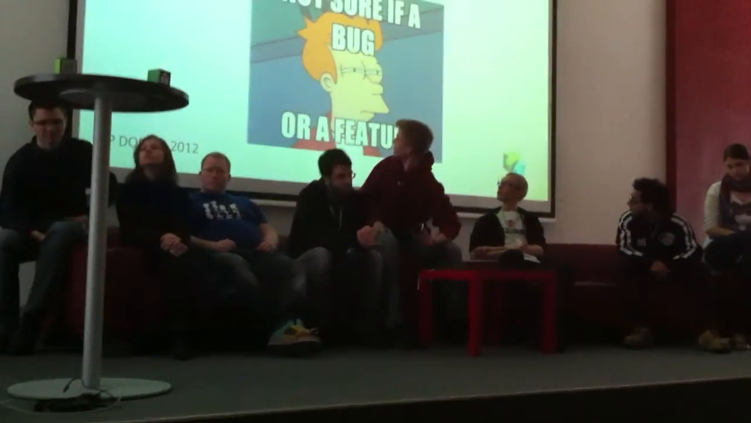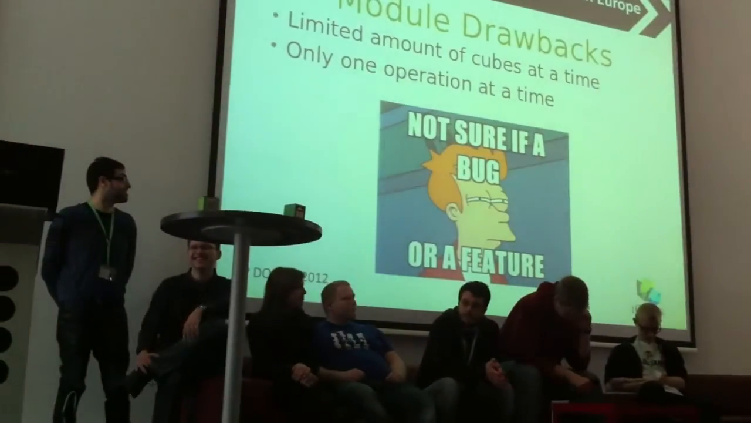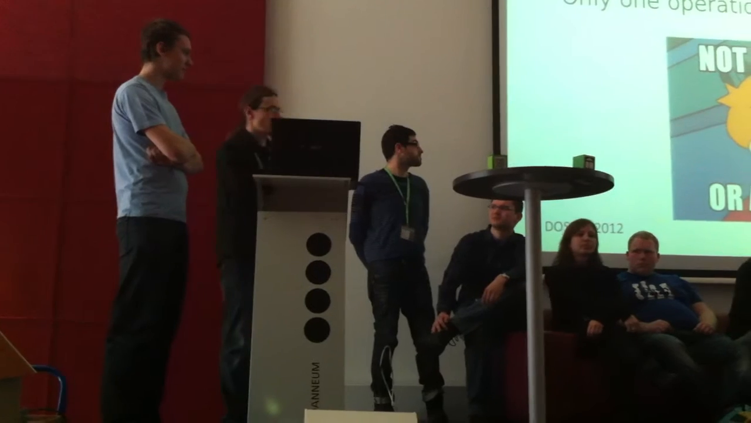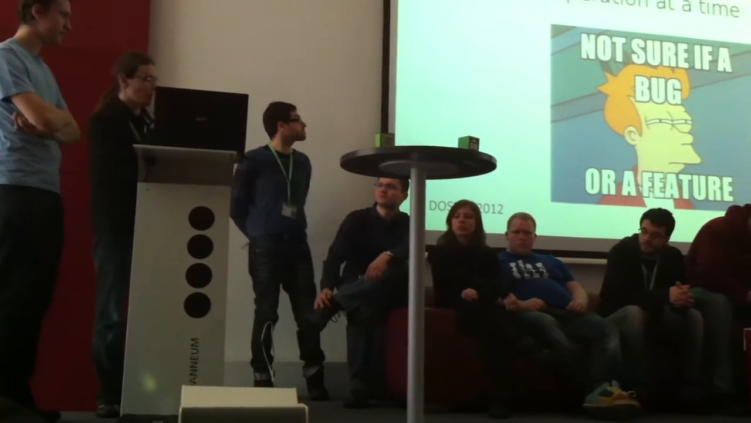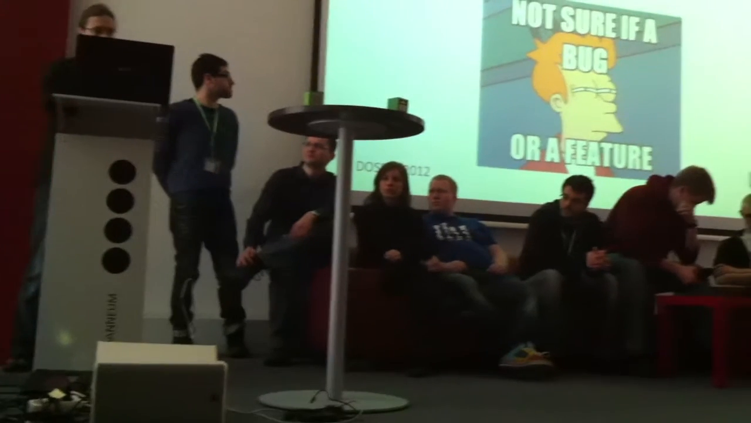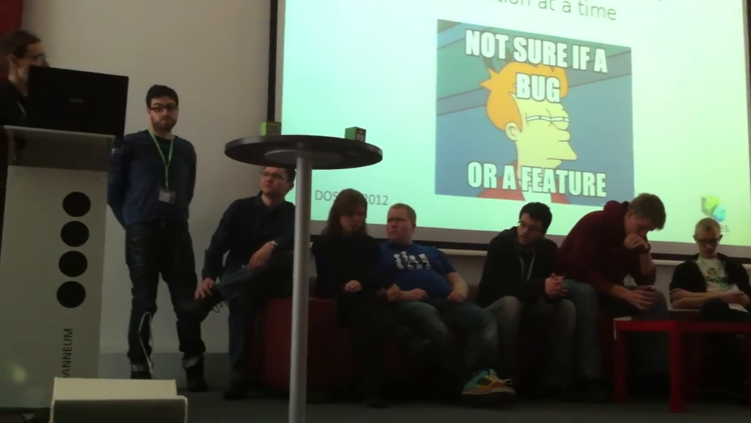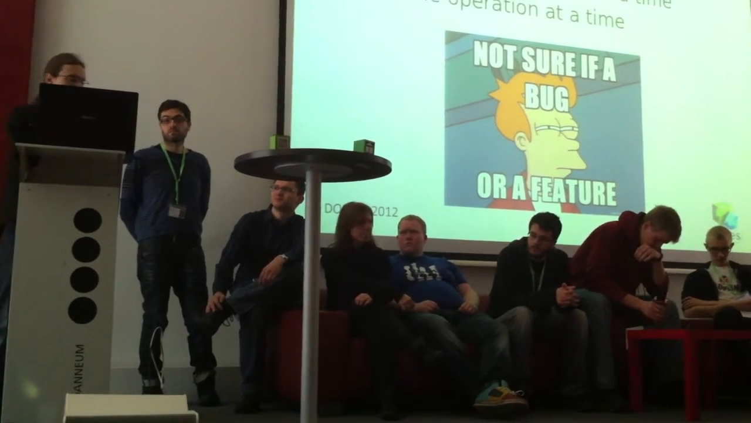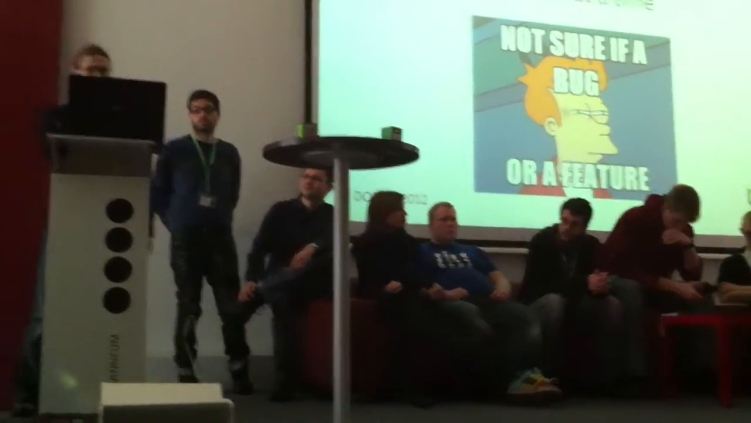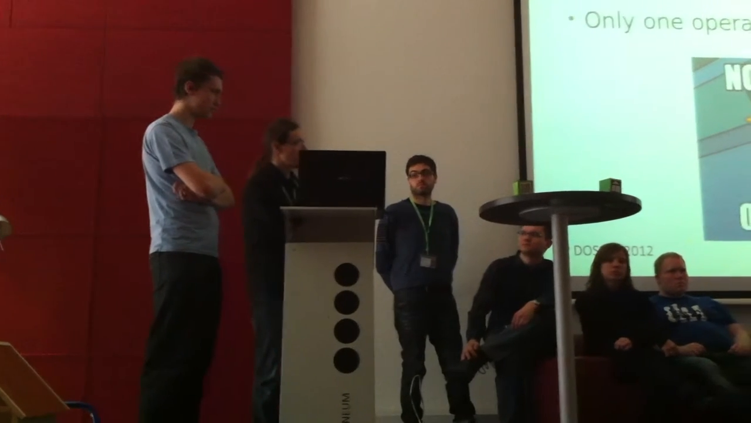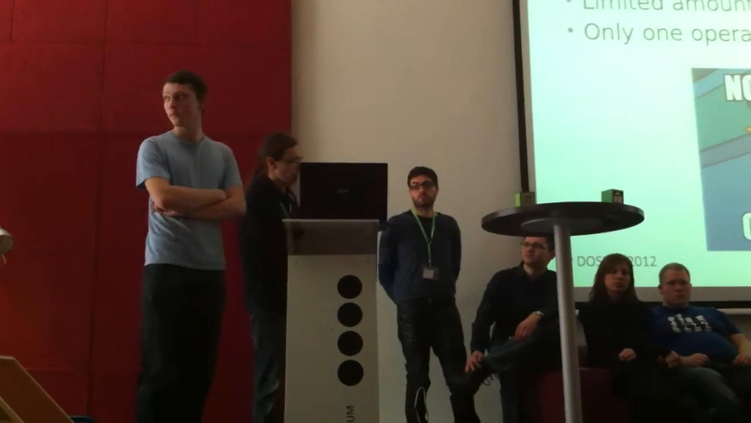However, we have some drawbacks in the module, or we call them features. There's a limited amount of cubes at a time because of the limitations of the camera. So only short binary numbers can be composed at the moment. And if there are numerous operations in front of the camera, only the first one is picked and the operation is performed. So you can see only one result there.